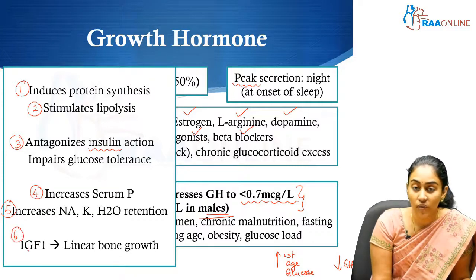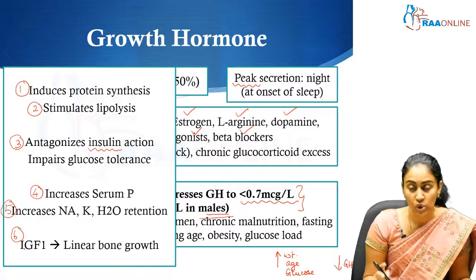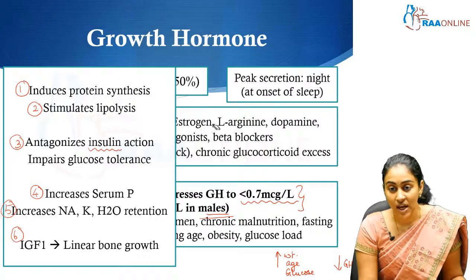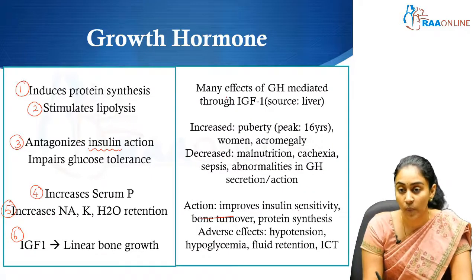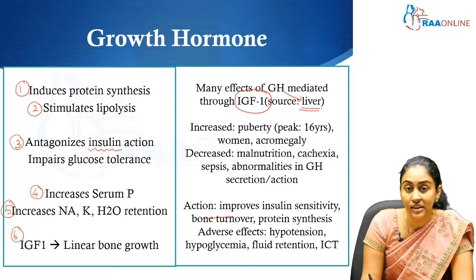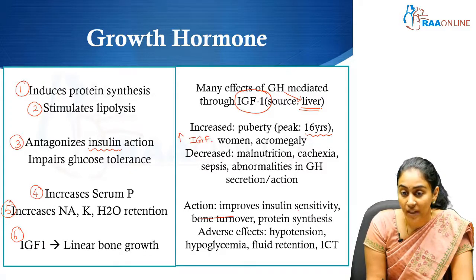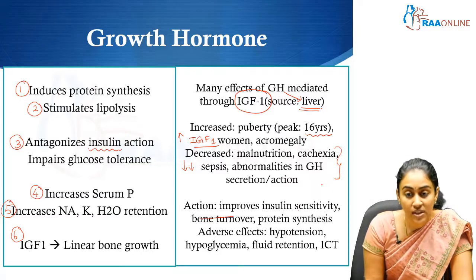As I already mentioned, insulin-like growth factor 1 is one of the factors which indirectly mediates most of the effects of growth hormone, especially on the skeletal system, and this is very essential for linear bone growth. It helps in attaining peak height. Let us now look at the other effects of growth hormone which are mediated through insulin-like growth factor 1. Growth hormone acts on the liver and from the liver, insulin-like growth factor 1 is produced. Increased levels of insulin-like growth factor 1 are seen in puberty, peaking at around 16 years of age. Increased levels of IGF-1 are also seen in women and in acromegaly. Decreased levels are seen in malnutrition, cachexia, sepsis, and abnormalities in growth hormone secretion or action.